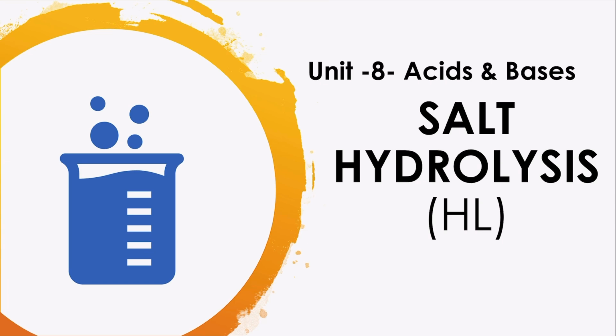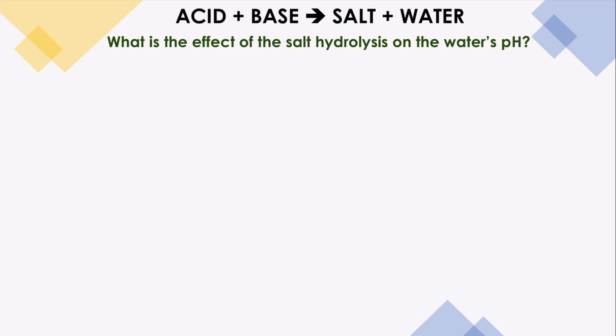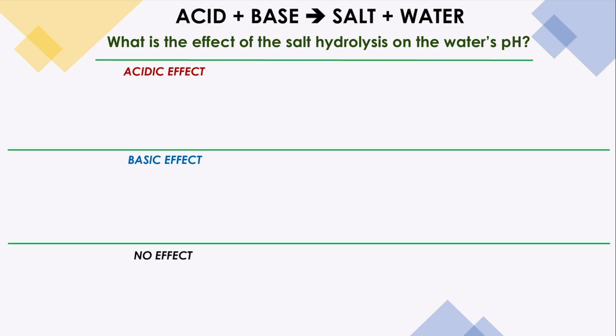Let's get started. We already know that the reaction between acid and base should produce salt and water. But we'd like to know what's the effect of the salt hydrolysis on the water's pH. First of all, we have to know that we have three scenarios: acidic effect, basic effect, no effect.